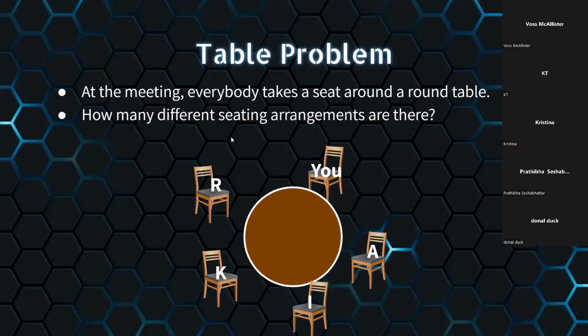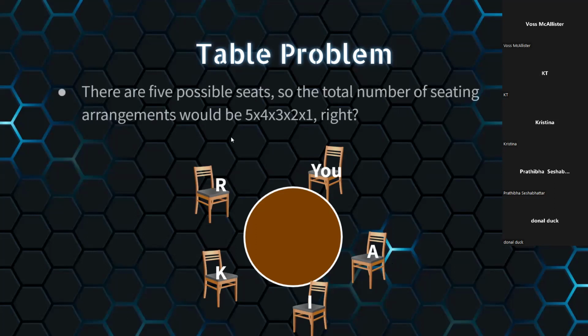Maybe not. So you would think that, yeah, Colin, you're on the right path. There's 5 seats, right? So you would think it's 5 options here, 4 options here, 3, 2, 1. But there's a problem. So 5 factorial minus 2 factorial?